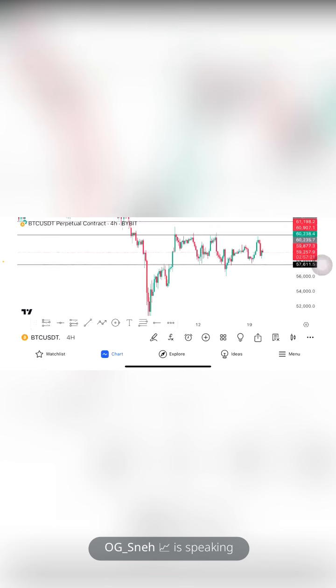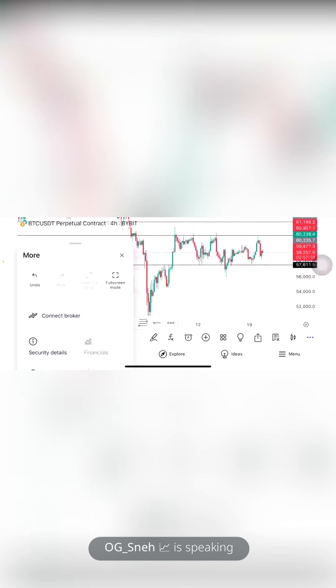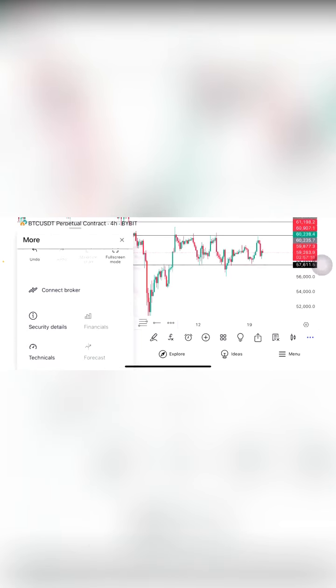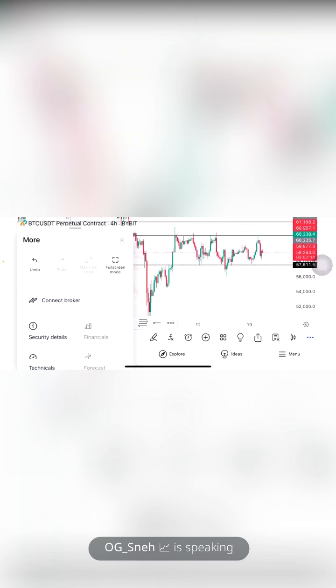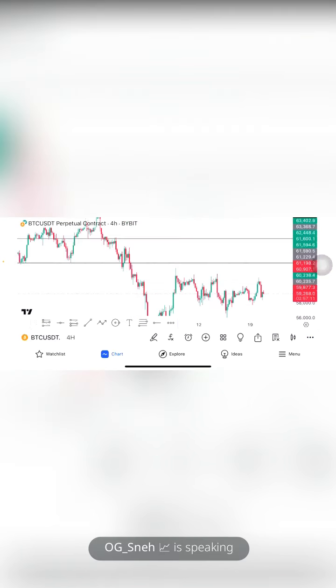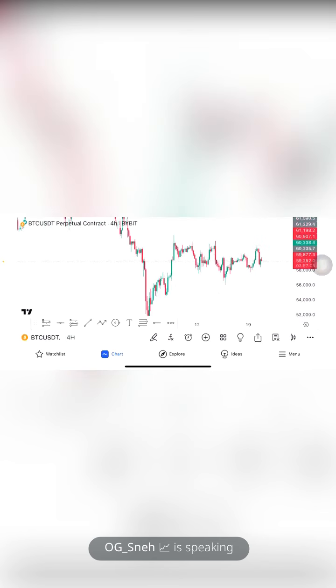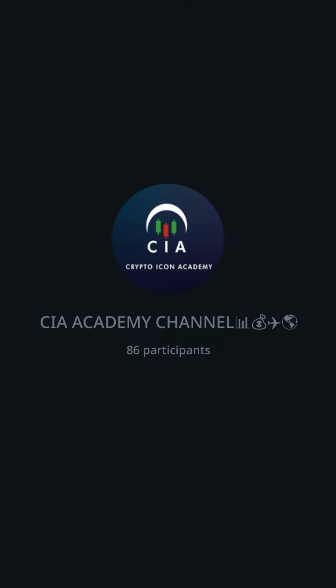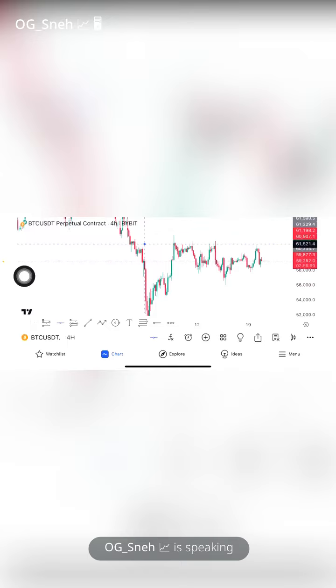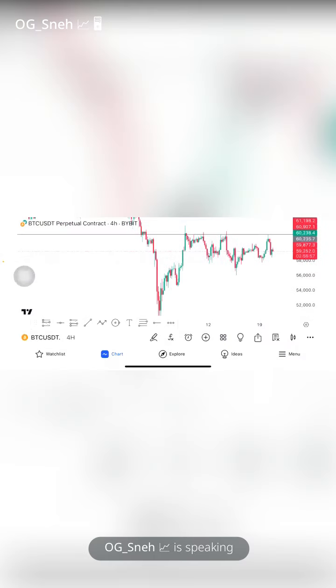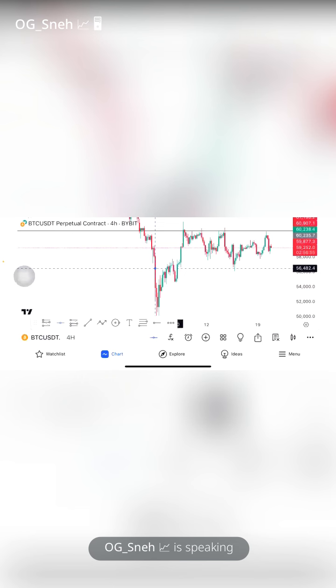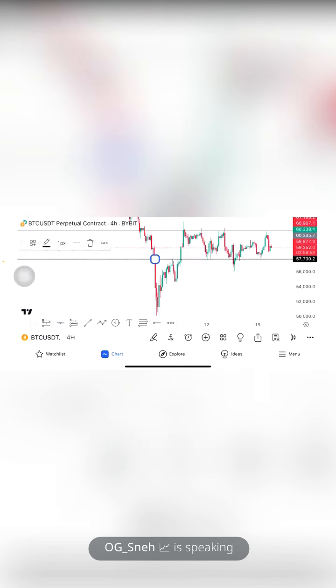So let me remove all the drawings first. If you want to draw a straight line, you just pick your horizontal tool. You can see the horizontal tool here. So you draw a straight line. Can you see? That one is used to draw a straight line. That is what the horizontal tool is used for.